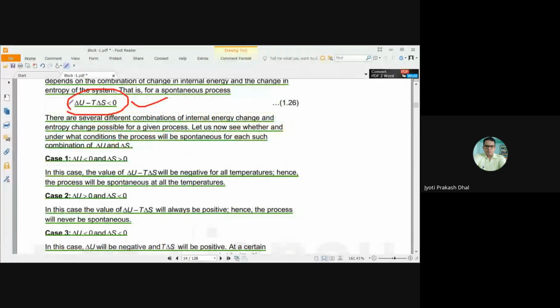If we apply this condition to various cases, here we are discussing case 1. Del U less than 0 means there is a decrease in internal energy, and there is an increase in entropy. The process will be spontaneous at all temperatures. That means for any value of T, the value of del A will be negative, that is, the value of del U minus T del S will be negative. So this is case 1.